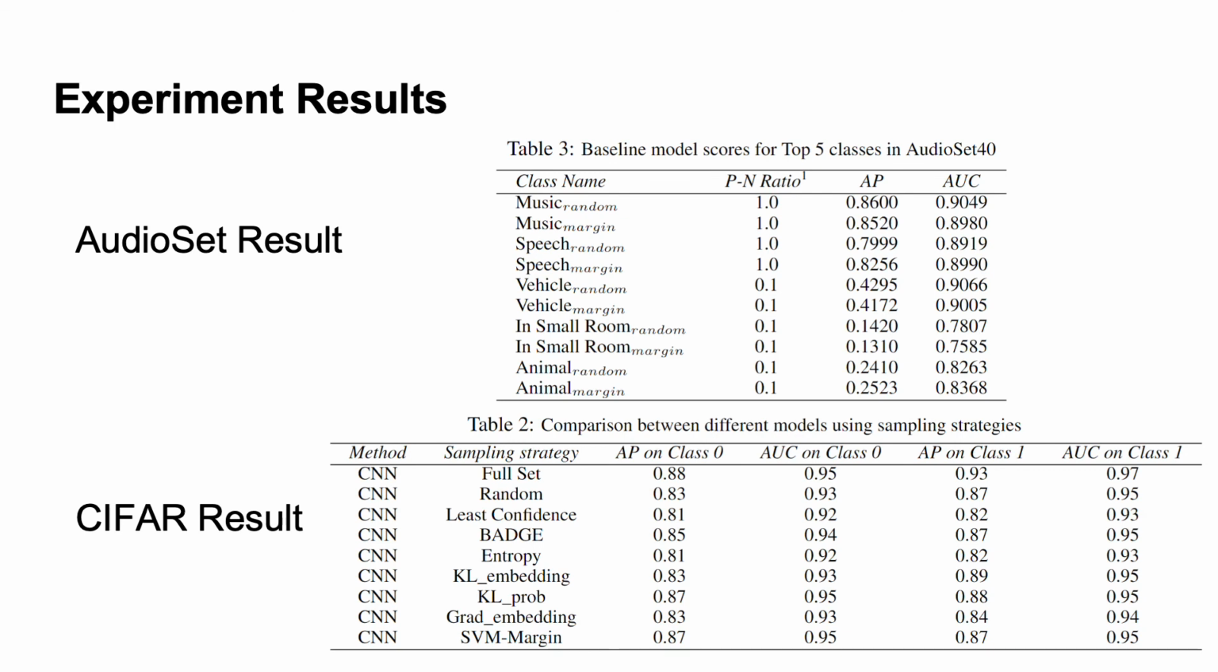We have tried the mentioned sampling strategies on 2 datasets. It turns out that the k-error divergence of final outputs, the SVM margin and the BADGE will give consistently better performance than random and quite similar to that of the full set.